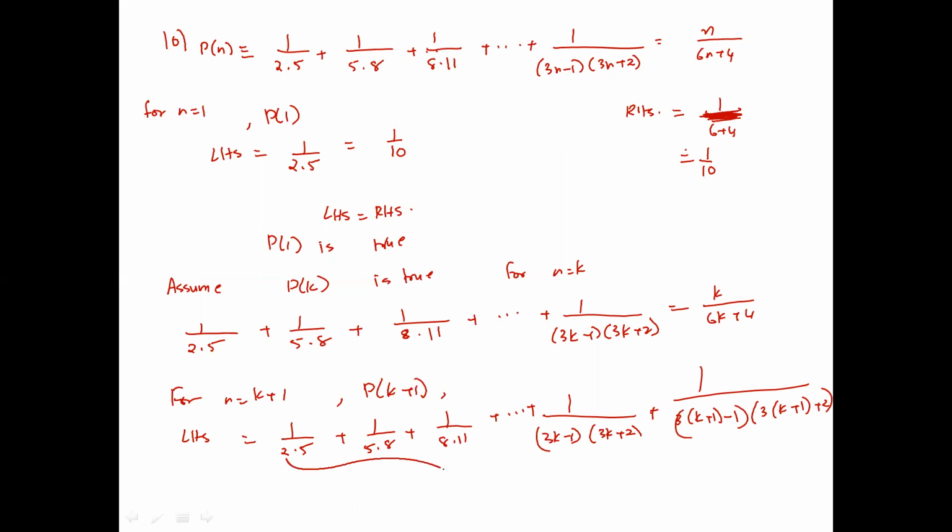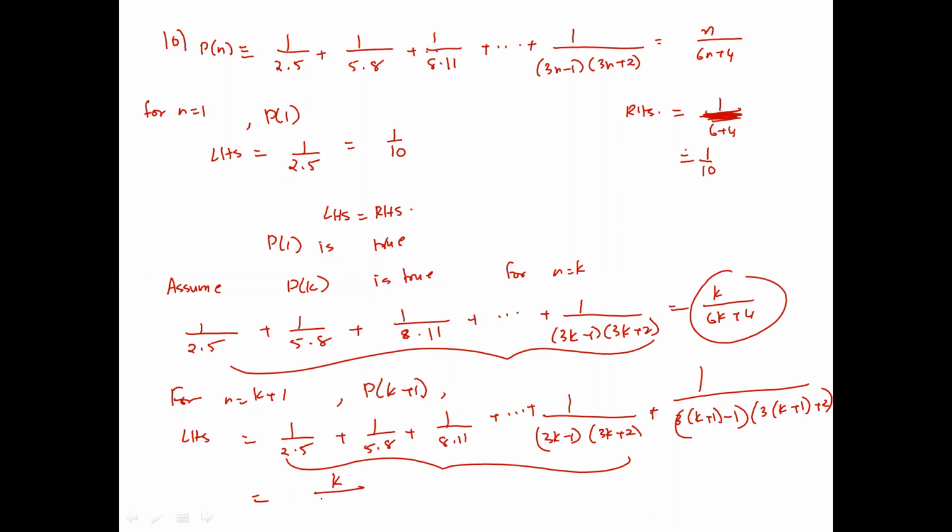So the first few terms from P of k, I can take as k by (6k plus 4). But the last term will be 1 by (3k plus 3 minus 1, that is 3k plus 2) into (3k plus 3 plus 2, that is 3k plus 5). Now, I will take the common denominator carefully on the next page.